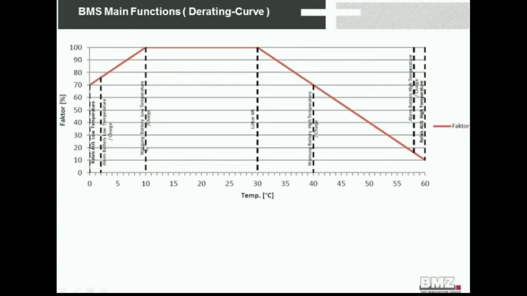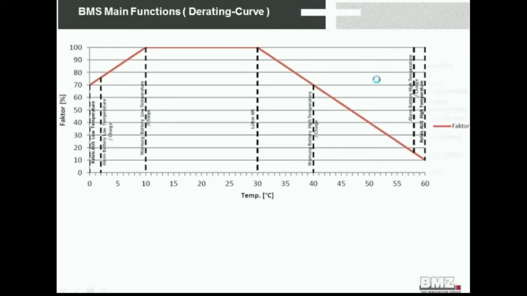At 30 degrees, we activate the fan. We do have a fan, which is temperature regulated from 30 to 50 degrees Celsius. At 40 degrees, we bring out a warning, and at 58, we activate the alarm message onto the CAN bus. At 60 degrees, we open the relay.